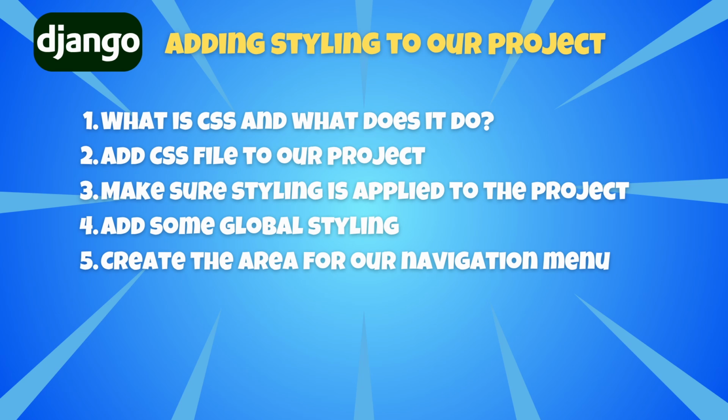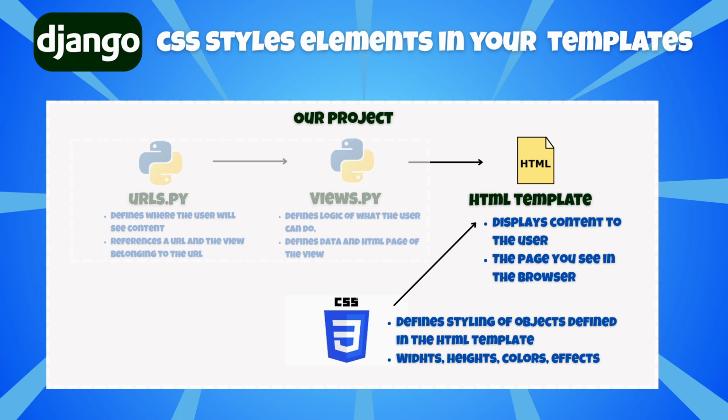First, I'm going to start with an explanation of what CSS is and what it actually does. Then we're going to add a CSS file to our Django project, and we're going to make sure that some styling is already being applied to our project. After that is all complete, we're going to add some styling to some elements on our pages. And as the last step, we're going to already do some preparation for creating the navigation menu. So let's start with a basic explanation of what CSS actually is.